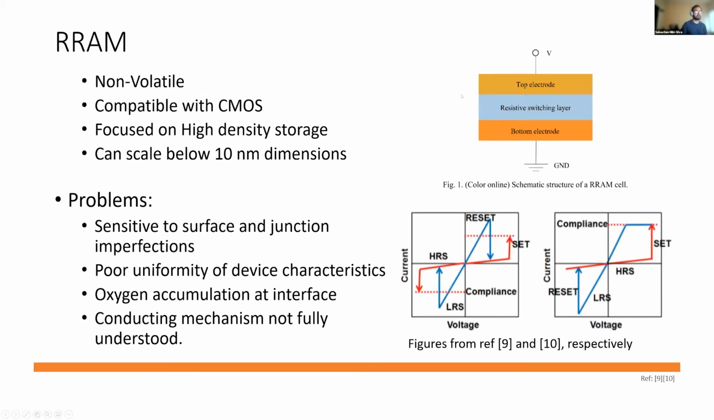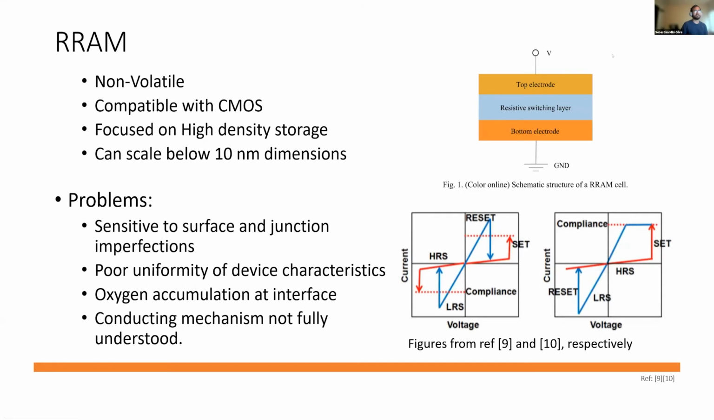Okay, so another upcoming memory type that is popular is RRAM. This is a non-volatile type of memory. It's also compatible with CMOS. It's mainly focused on high density storage because the cell sizes that I found are usually in the 10-15 nanometer scale, which is very small, even compared to DRAM. But it's still in the very early stages, I believe. So it has some issues, but I'll talk about that in a little bit.